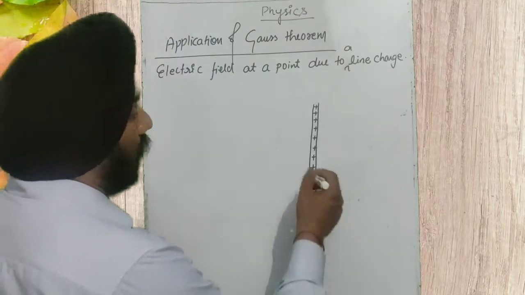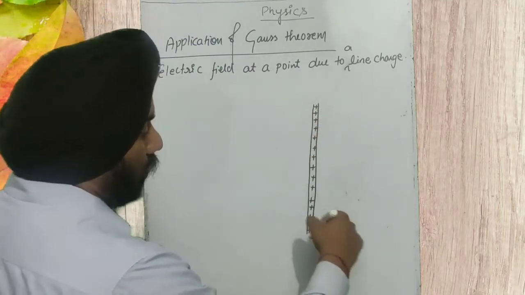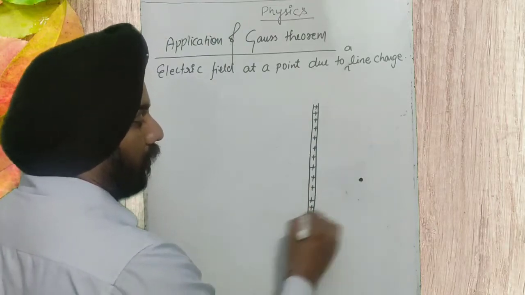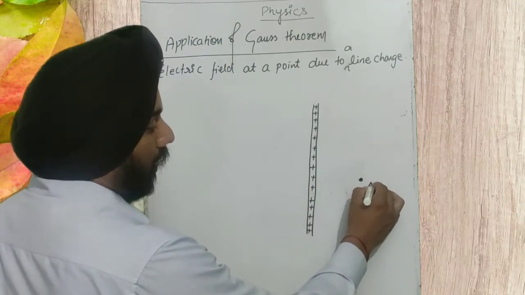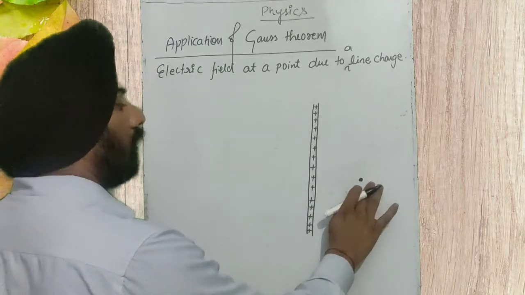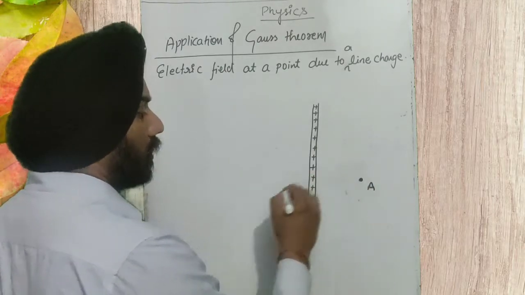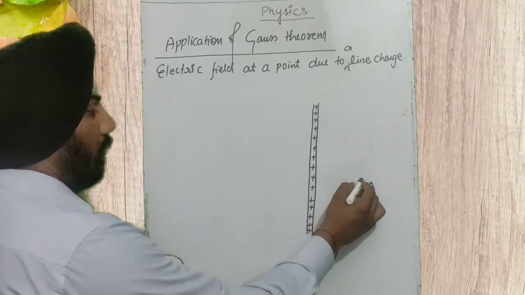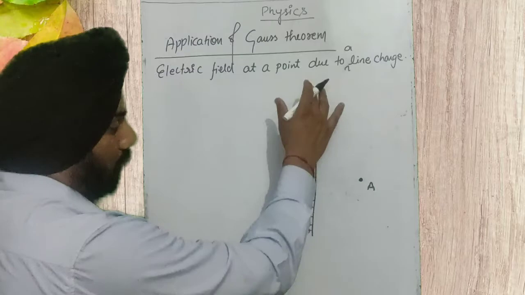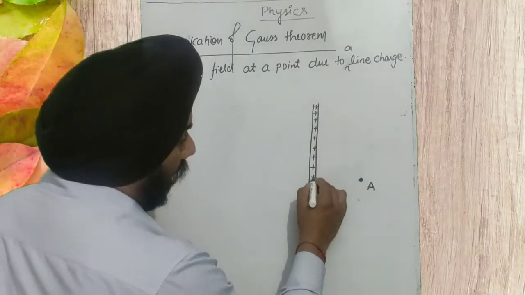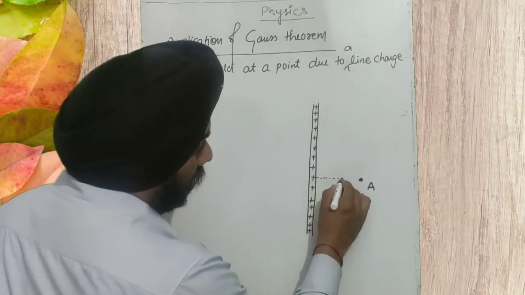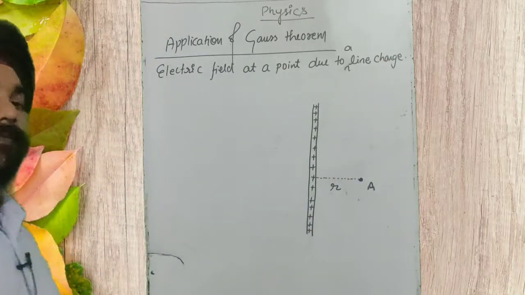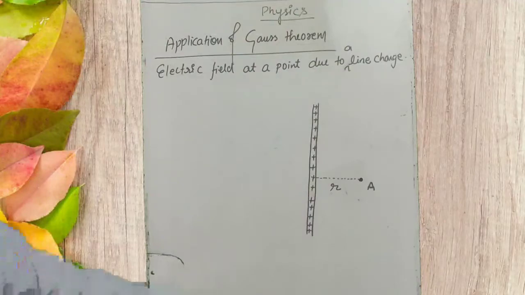Okay, so due to this wire you want to find out the electric field at point A, you consider it as A. At point A we want to find out the electric field due to this wire, and the distance of this point from this wire is small r. Okay, this you have understood.